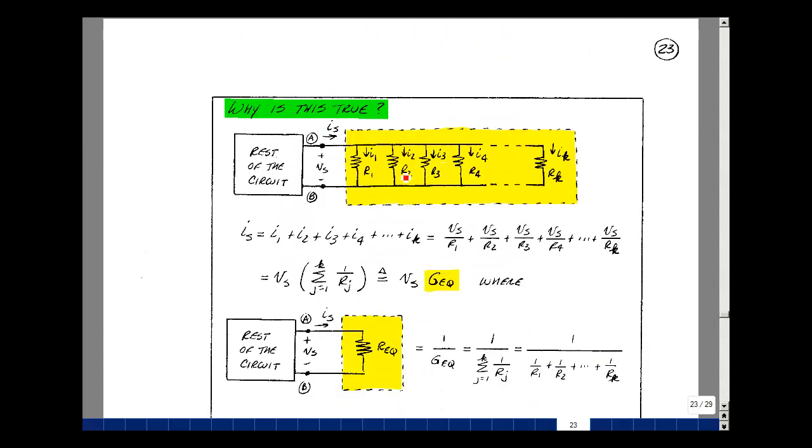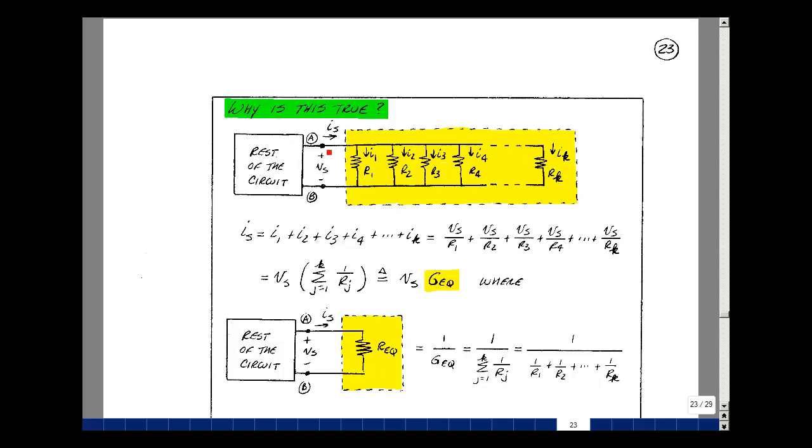If we have these K resistances in parallel, and they're connected to the rest of a circuit, and suppose that the voltage between terminals A and B is V sub S, then current has to come out of the rest of the circuit because these elements can only absorb power, and that current has to come back around and come back into the terminal B. Let's assign a current in each resistor, call it I1 for R1, I2 for R2, all the way through I sub K for R sub K.